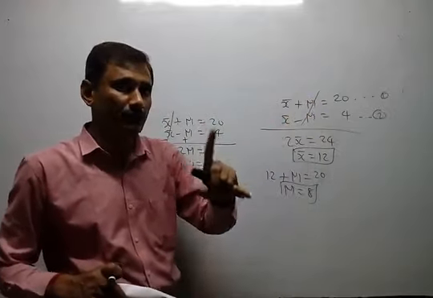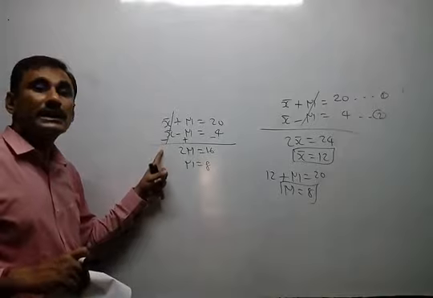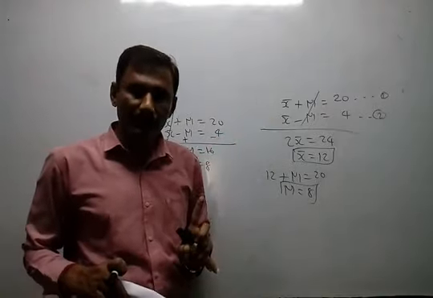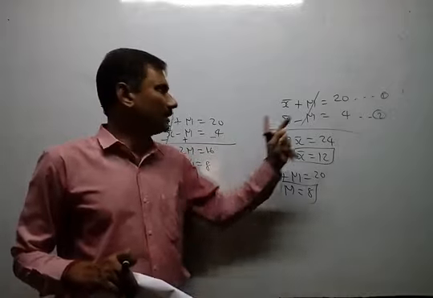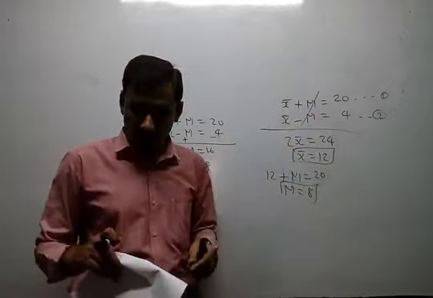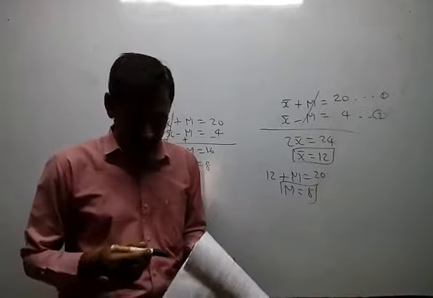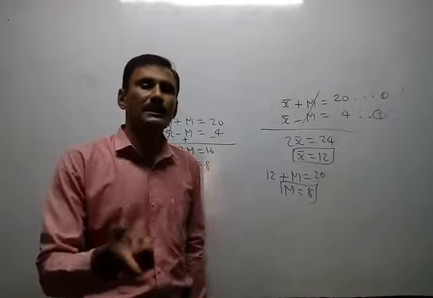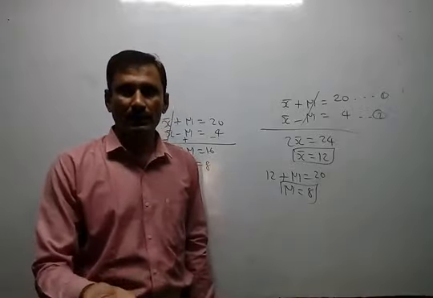Any one should be removed. We eliminated x here by taking the difference and here by adding. So this method only is there, but there will be numbers here. So we have to multiply either or both equations also there. Okay, you understand? So that we will discuss tomorrow.